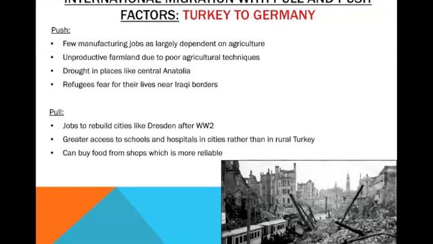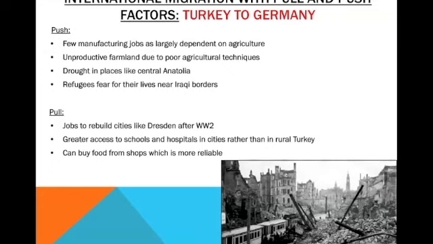And also, another push factor, so another reason why they want to leave Turkey, is refugees that live near the border of Iraq, because Iraq and Turkey are next to each other, so obviously there's the border. Well, with all the war and stuff going on within Iraq, refugees fear for their lives. So people that live in Turkey on the border of Iraq are very scared for their lives, so they want to leave. And Germany is obviously the nice and safe place.